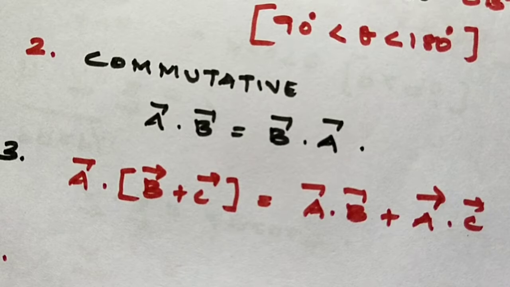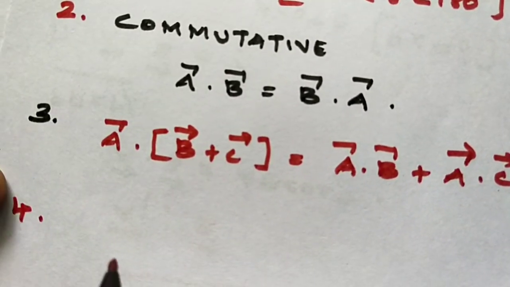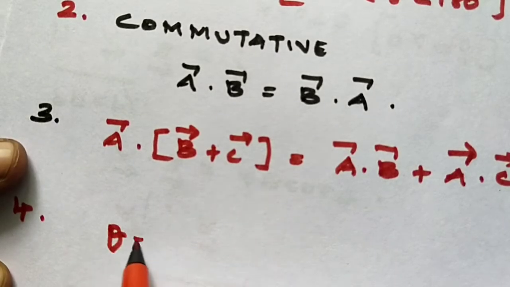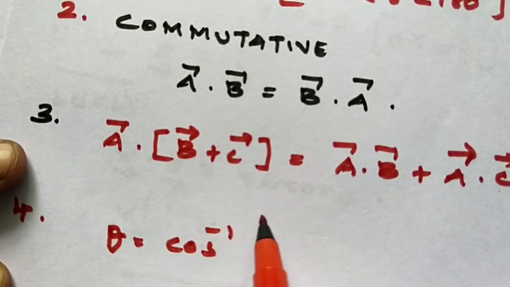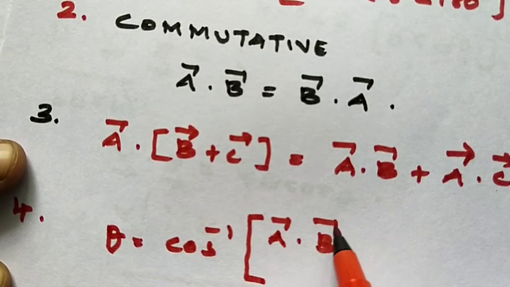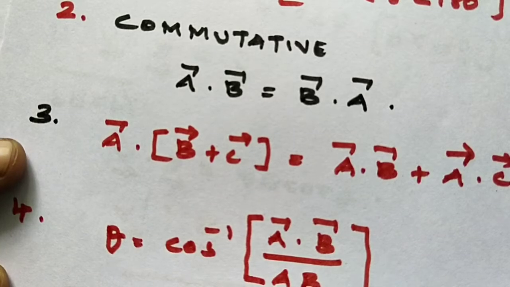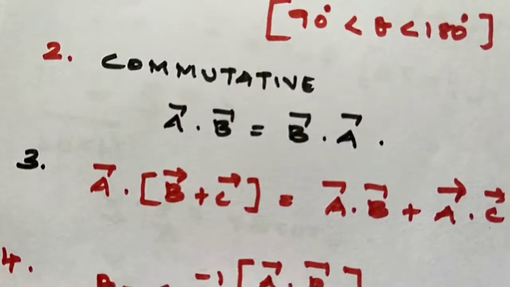Now moving to the fourth property, the angle between the two vectors. The angle between two vectors, theta, equals cos inverse of A vector dot B vector divided by AB. That gives the angle between the two vectors.